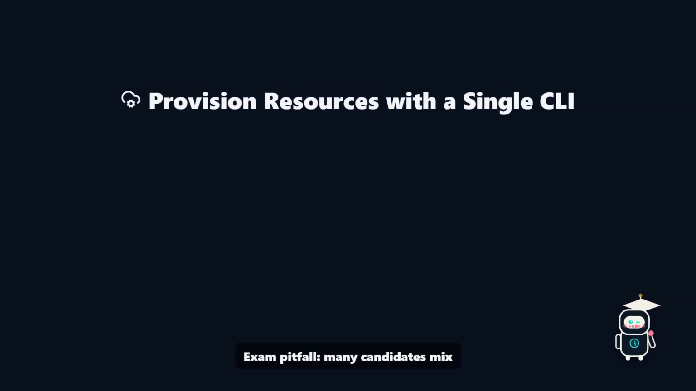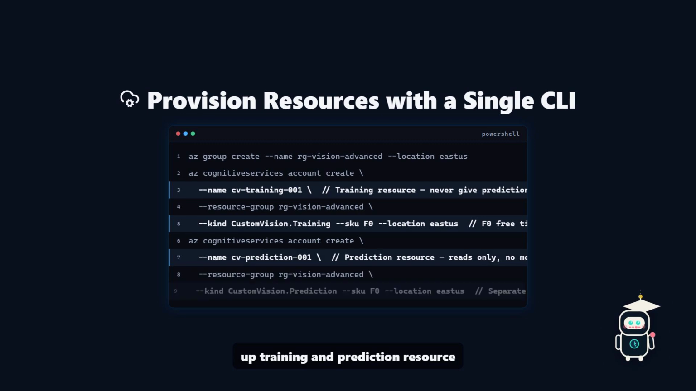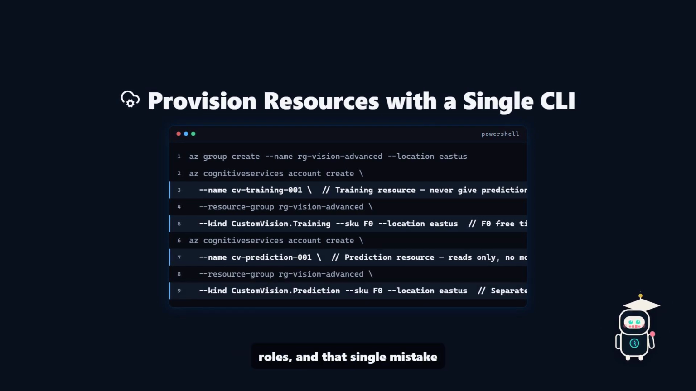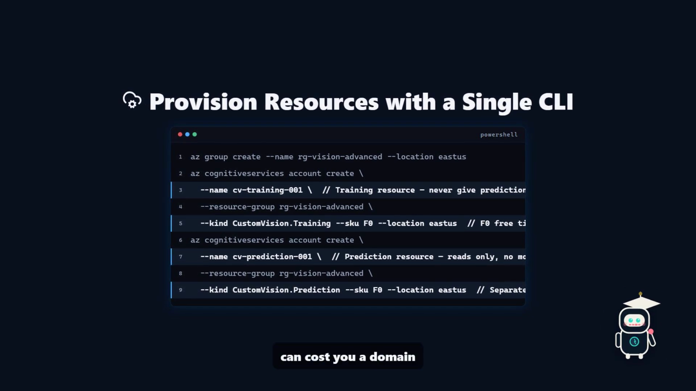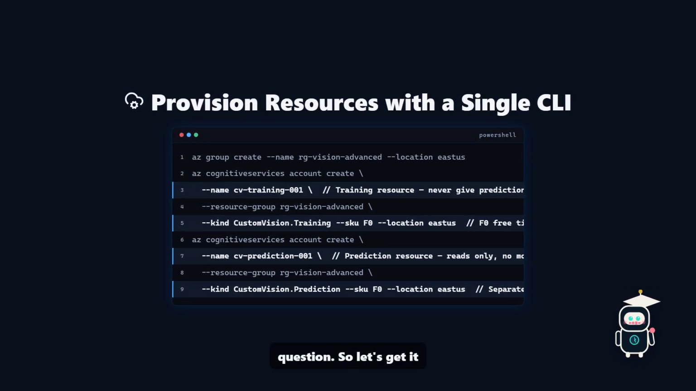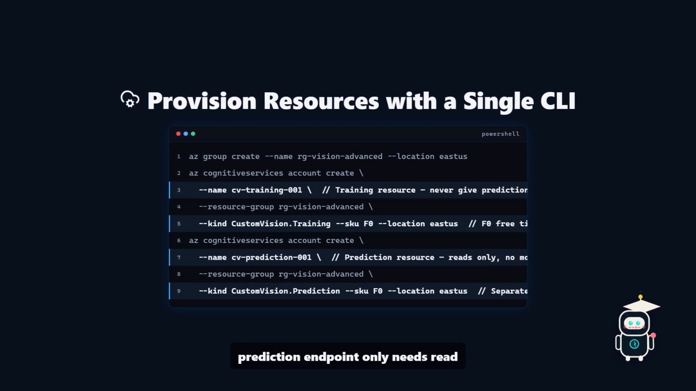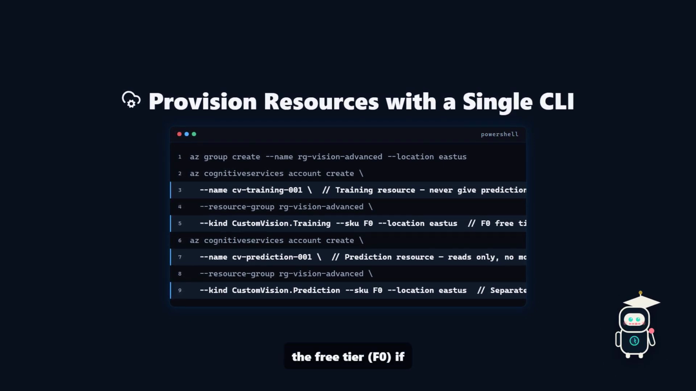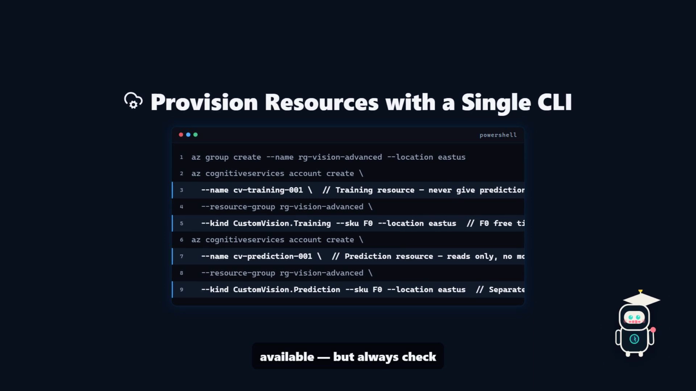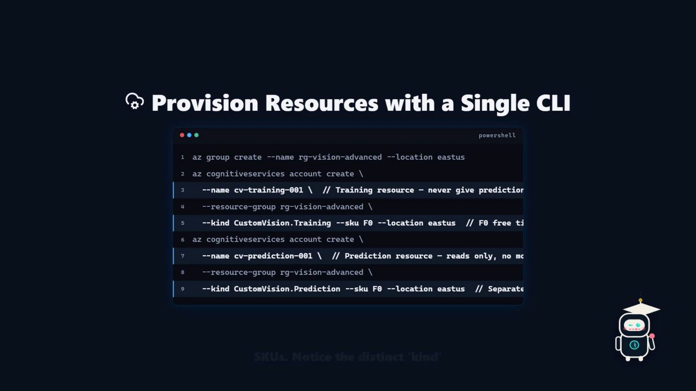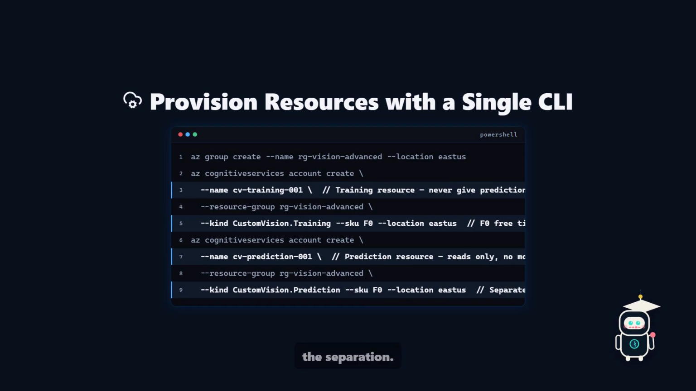Exam pitfall. Many candidates mix up training and prediction resource roles, and that single mistake can cost you a domain question. So let's get it right from the start. You should create distinct resources for training and prediction. The prediction endpoint only needs read access to the model. Use the free tier, F0, if available, but always check current Azure documentation for supported SKUs. Notice the distinct kind parameters. That's what enforces the separation.